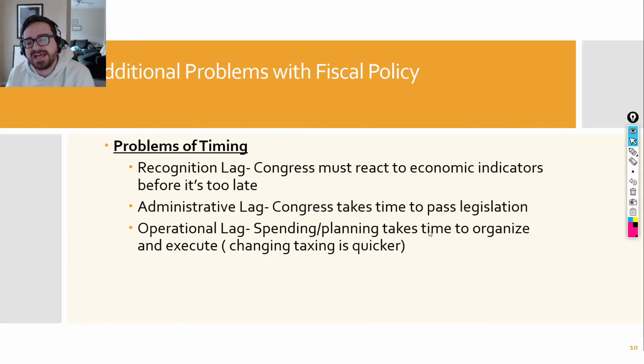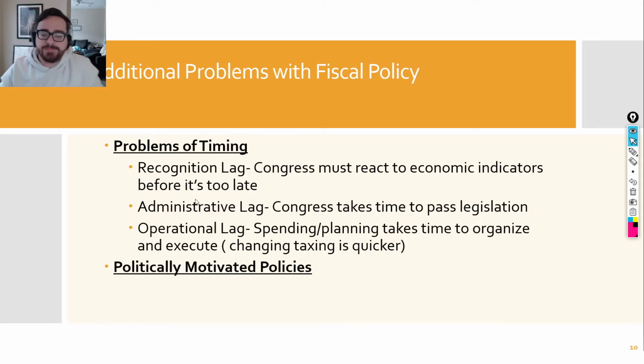It's why changing taxes is quicker. A tax change is an immediate change. It's not as impactful because the multiplier effect is stronger with spending. But it is fast because it would get impacted the next paycheck. So the first issue is timing.